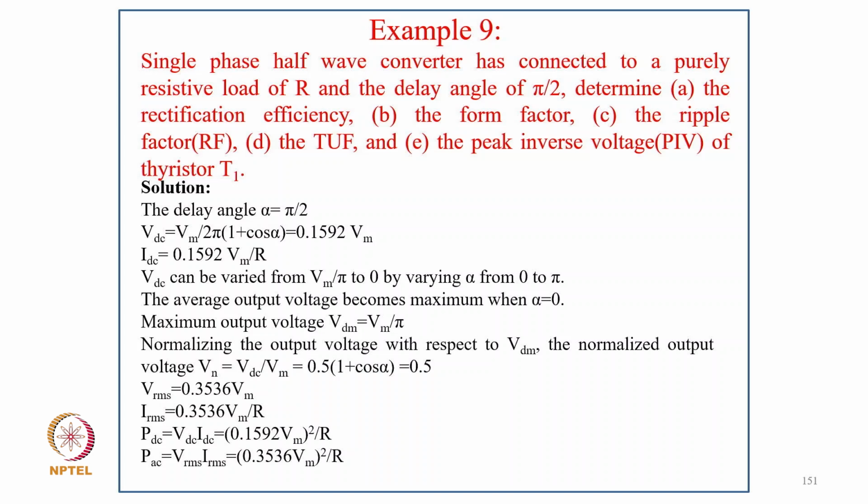So the average output voltage is maximum when alpha equals 0. The maximum output voltage VDM equals Vm upon pi. Normalizing the output voltage with VDM, the normalized output voltage Vn equals VDC upon VDM, that is 0.5 times 1 plus cos alpha, equal to 0.5. So VRMS equals 0.3536 Vm, and IRMS is 0.3536 Vm upon R. PDC, VDC times IDC, becomes 0.1592 Vm square by R, and PS equals VRMS times IRMS, that is 0.3536 Vm square upon R.